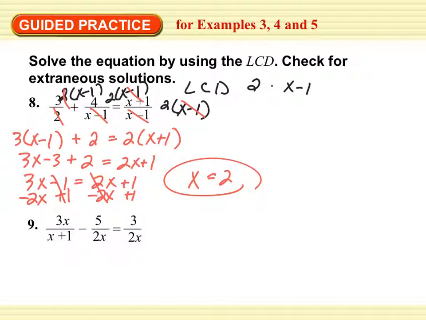I found a mistake. Oh gosh. Let's see, green. I didn't distribute that right. That should be a 2. So that should be a 2. So this should be a 3. Sorry. All right, what's my LCD for number 9? Looks like I need a 2x and an x plus 1. All right, I'm out of space, so see if we can do this without writing it down. I lose my x plus 1, I'm left with a 2x.